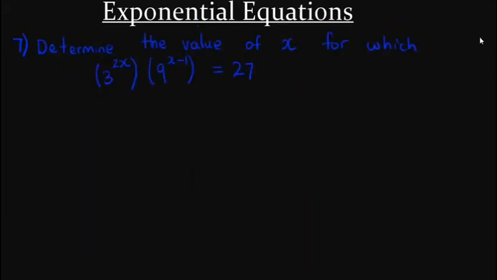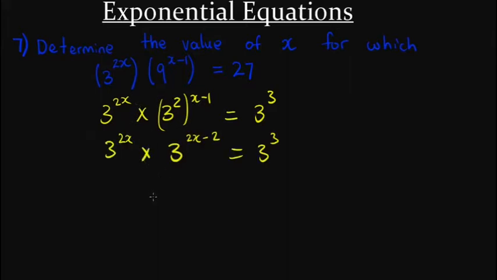Our final question. So the smallest base is 3. So let's try to see if we can rewrite 9 and 27 with the base 3. This bracket means that they are being multiplied. 3 squared gives us 9. We write back the original power. And we know that 3 cubed gives us 27. So we have the bases being 3. Let us simplify the powers.